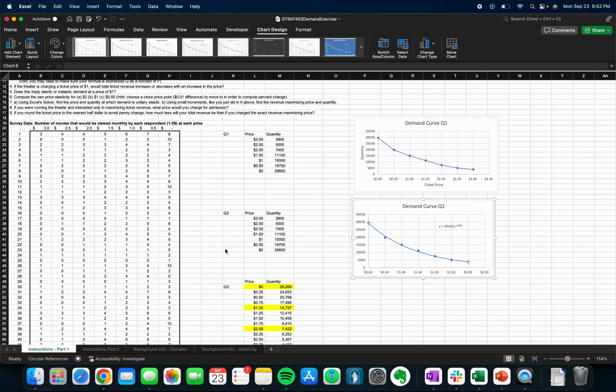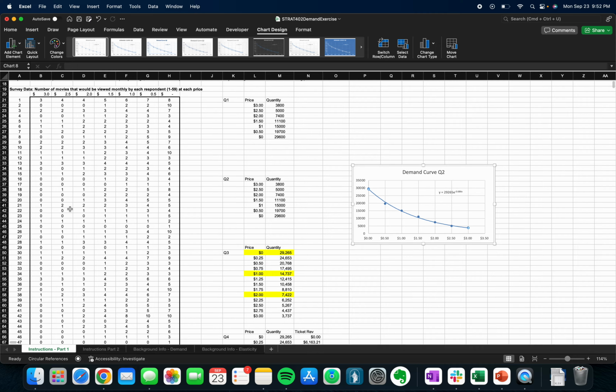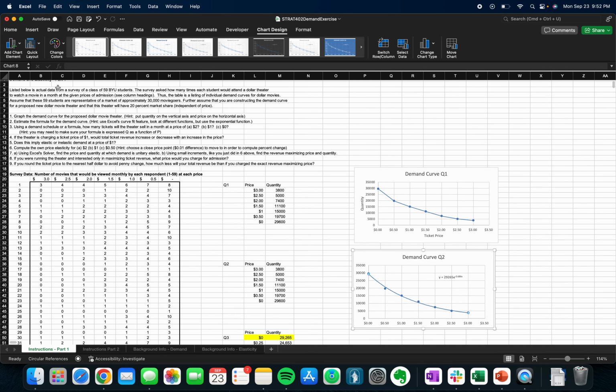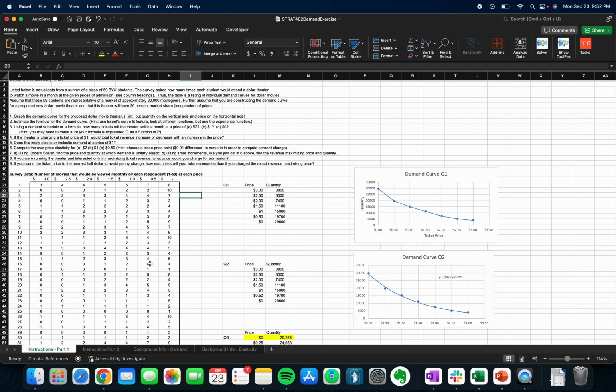Get right into this. Right at the start, I'll just give a quick overview. BYU studied 59 students that would represent approximately 30,000 moviegoers. They would own a 20% market share, and they wanted to estimate the demand curve for movie tickets at these specified prices right here.